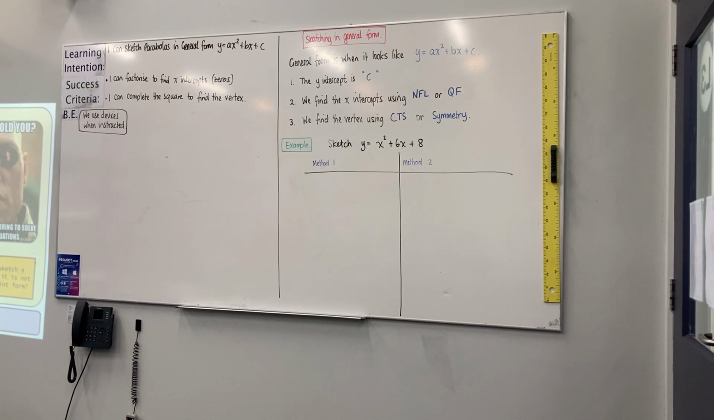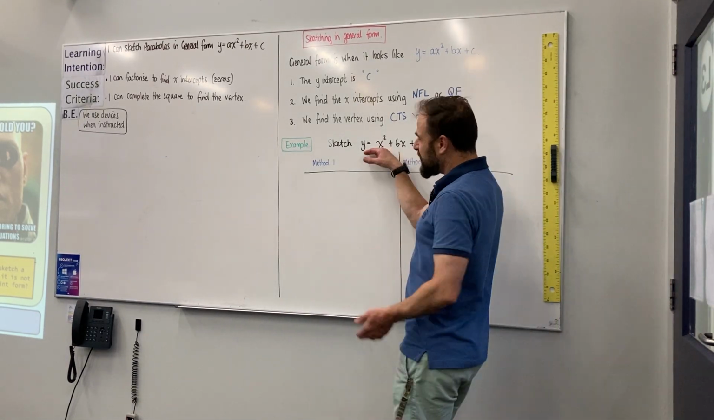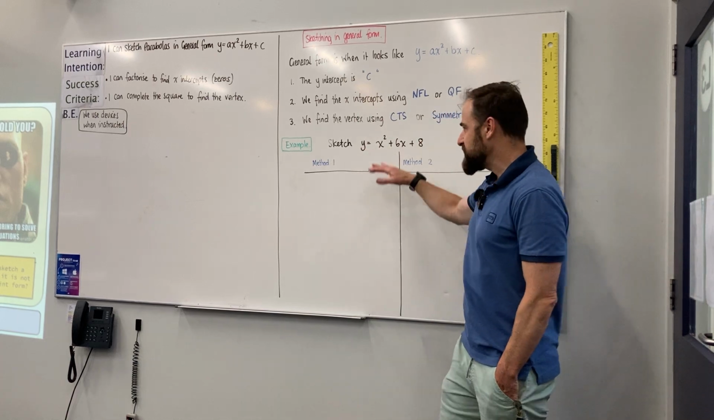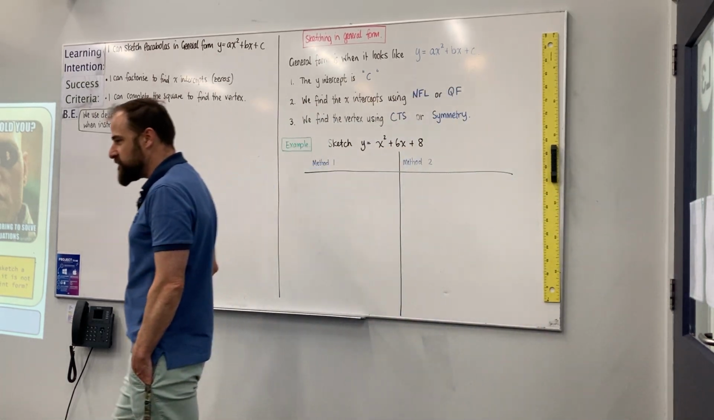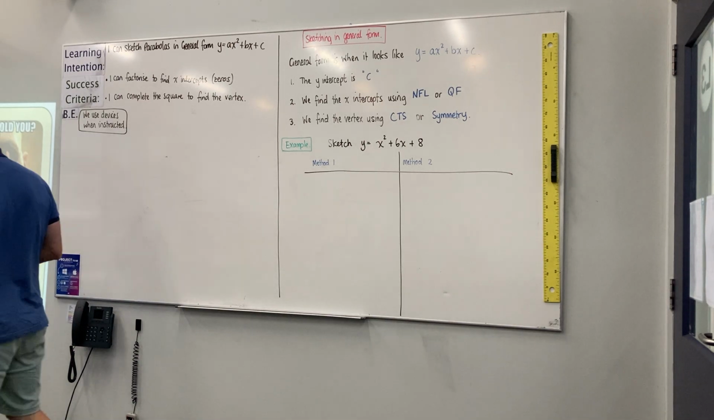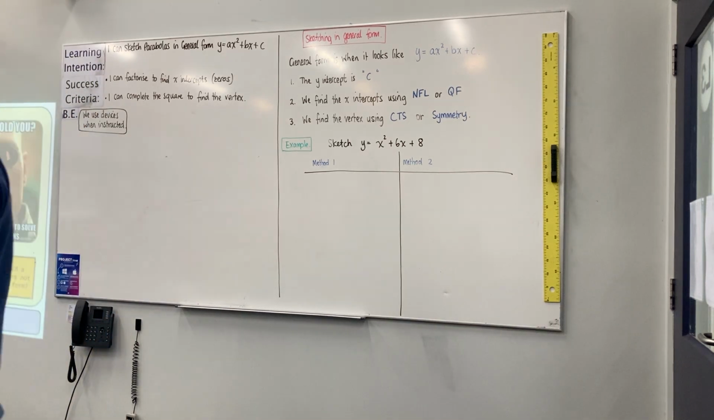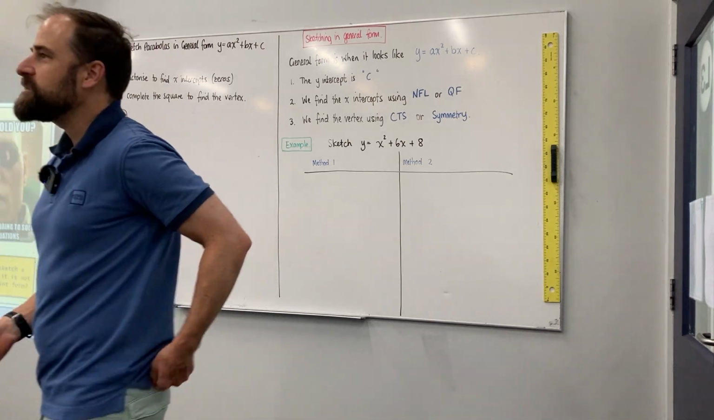Right now. What I'm going to do though is we're going to actually talk about a couple of different methods and a couple of different techniques that we can use when we are sketching parabolas in general form. Basically, each key point that we need to find, we can often find in different ways. Sometimes a particular method is more efficient than another method. So you just got to work out which is going to be more efficient.